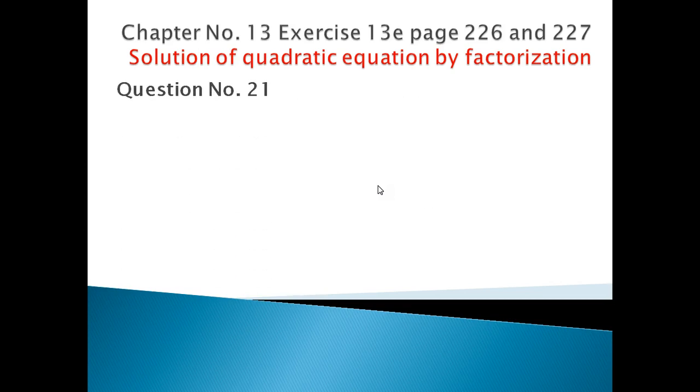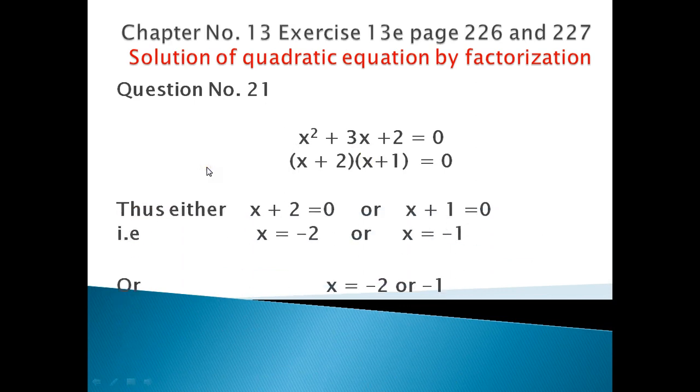Question number 21. x square plus 3x plus 2. So what will be the pair here? 2 multiply 1, when we multiply 2 by 1 it equals 2. 2 plus 1 equals 3. Now you can see x plus 2 and x plus 1. So now the answer you can check here: x is equal to minus 2 or minus 1.